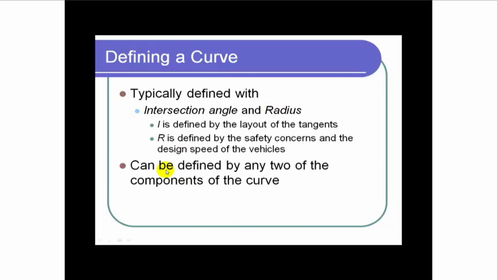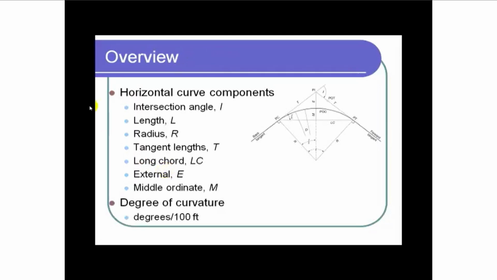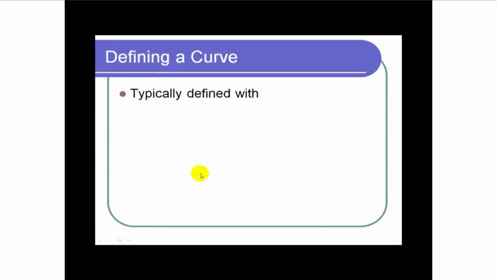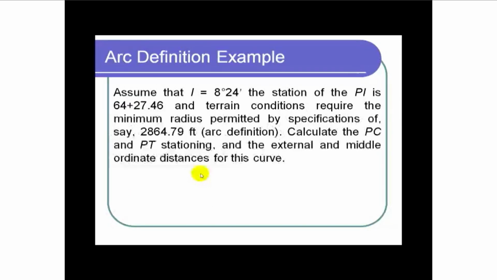However, it should be pointed out that you can define a curve by any two of the components that we looked at. So any two of the previous components on the previous slide could actually be used to define this curve. But typically, it's the intersection angle and the radius. Sometimes it will be defined by the intersection angle and the degree of curvature. So let's look at an example and compute the components for this curve.